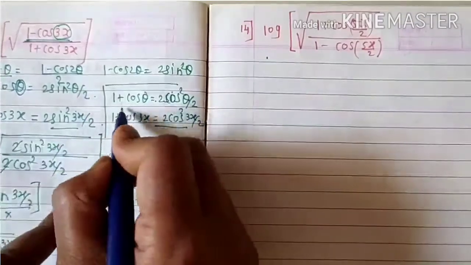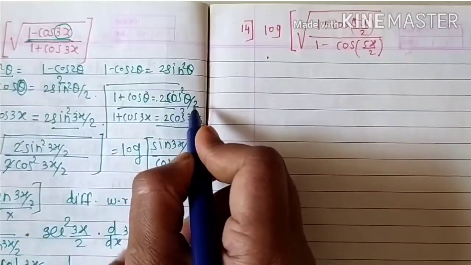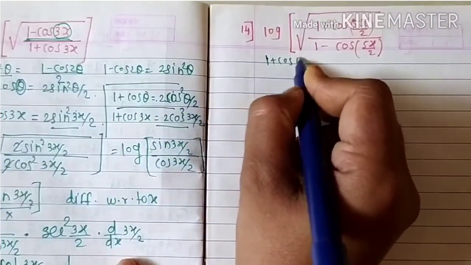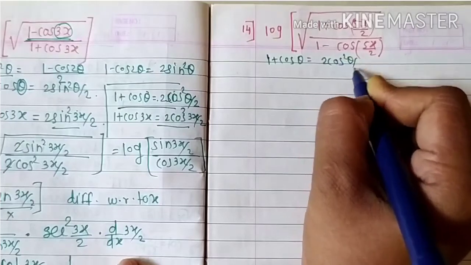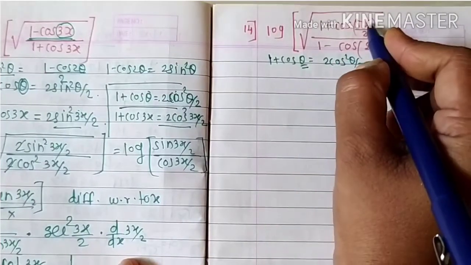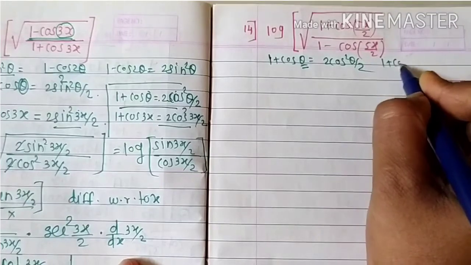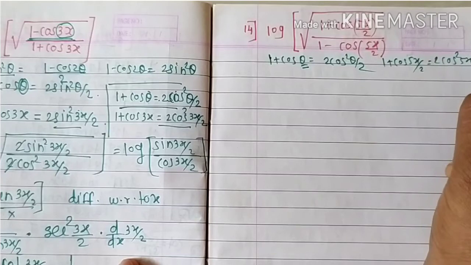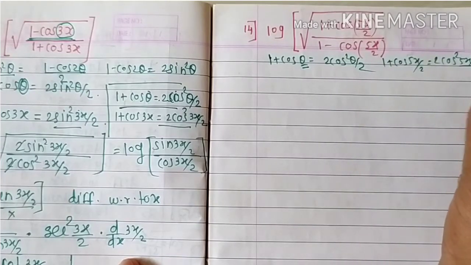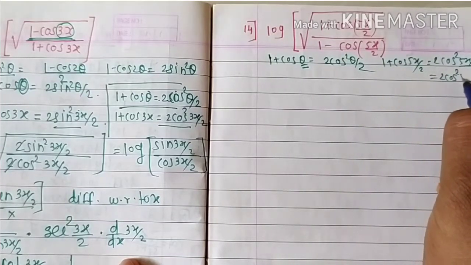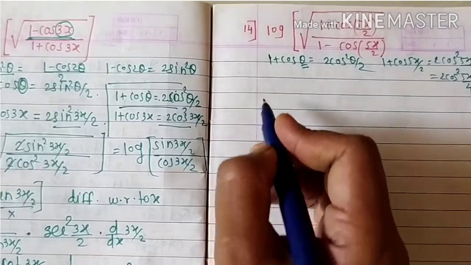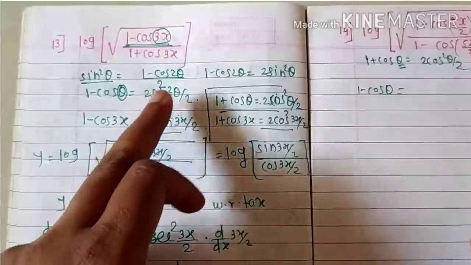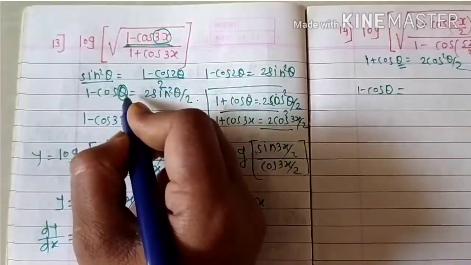1 plus cos theta is 2 times cos square theta by 2. Then in place of theta we have to substitute 5x by 2, which means we get 1 plus cos 5x by 2 as 2 times cos square 5x by 2 divided by 2, that is 2 times cos square 5x by 4. Then same thing, 1 minus cos theta is 2 times sin square theta by 2, in place of theta 5x by 2.